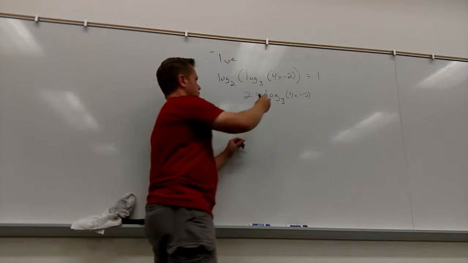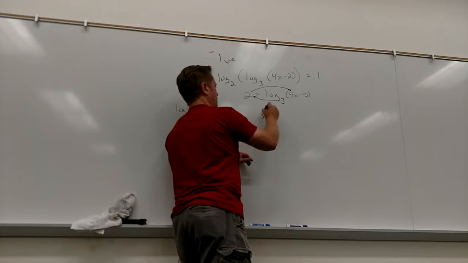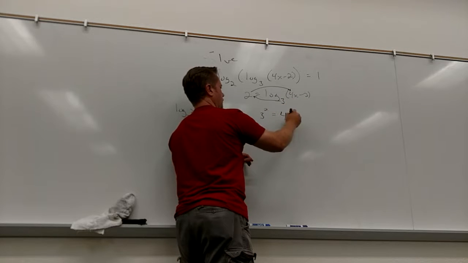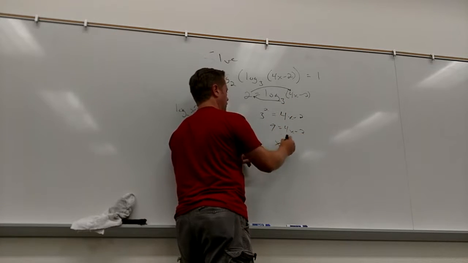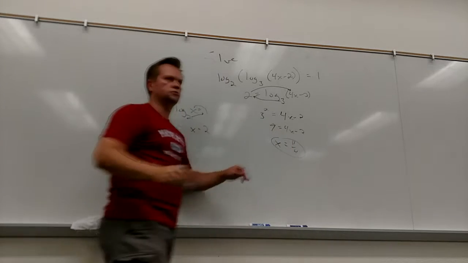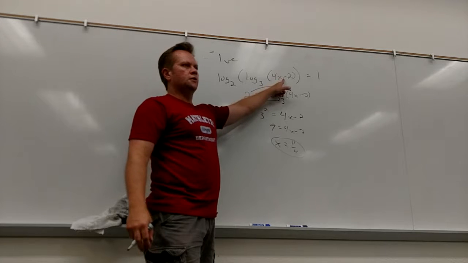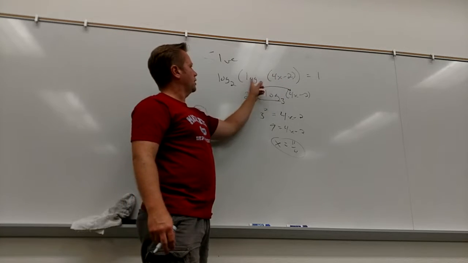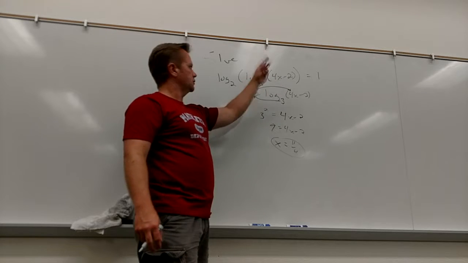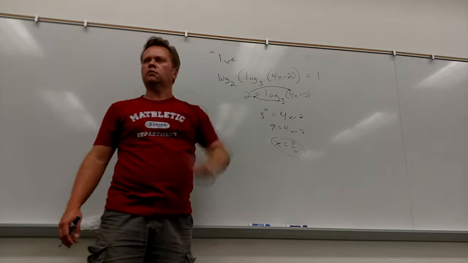Same thing. So 3 squared equals 4x minus 2. You get 9 is 4x minus 2. Add 2, divided by 4, you get x is 11 fourths. Cool. And does it work? It makes this positive, right? 11 fourths, 11 minus 2 is 9. Log base 3 of 9 is 2. So that's positive, thankfully. So log base 2 of 2 is 1.